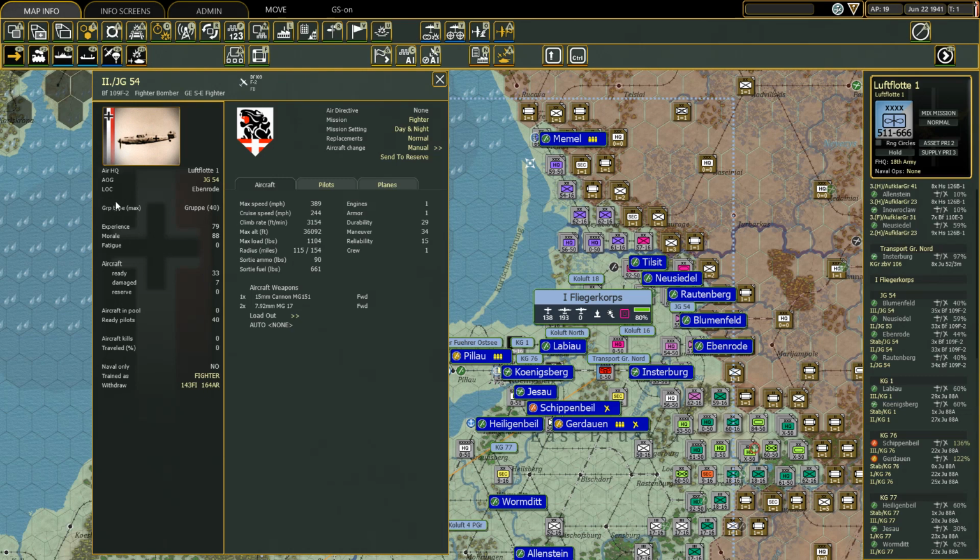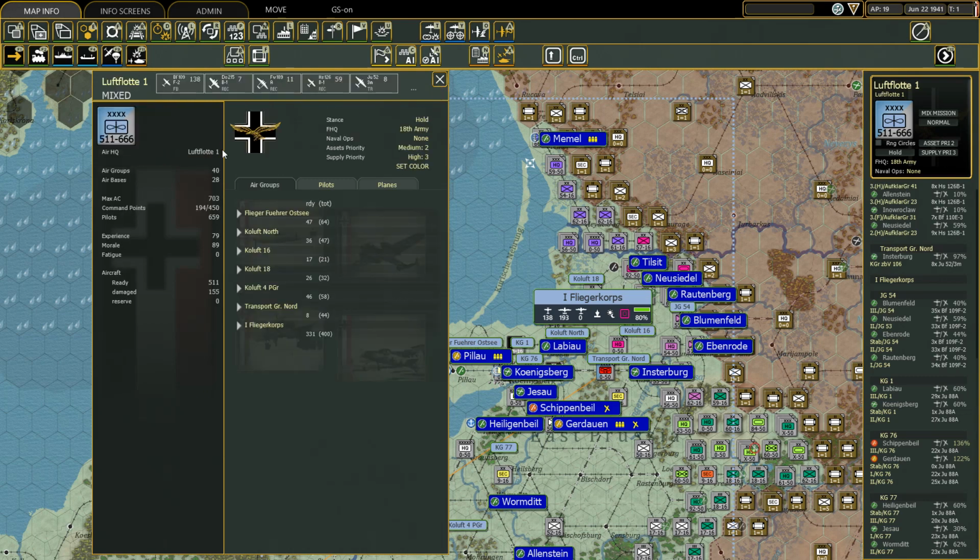Yeah, so exactly. I will go more into details about this in the next tutorial, but you see that this group, that in German is called Gruppe, can have up to 40 aircrafts, and 33 are ready. Now, the max AC ignores the damaged and the reserve aircrafts and only takes into account the ready. So it means that overall, this air group could have 7 more planes, because seven are damaged, and in the Luftflotte 1, this is not taken into account.